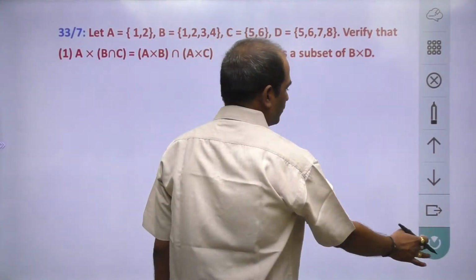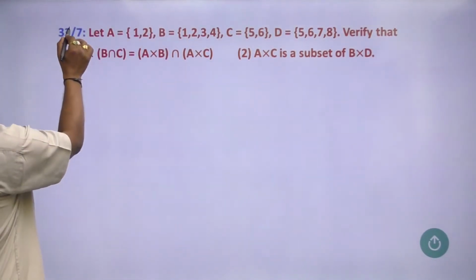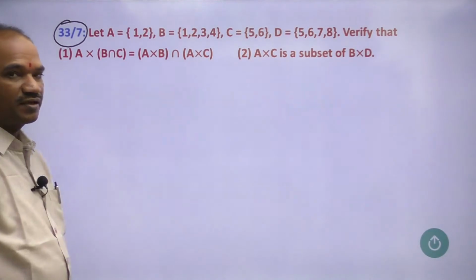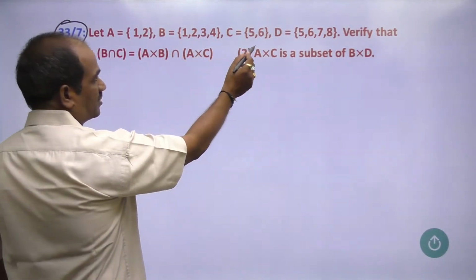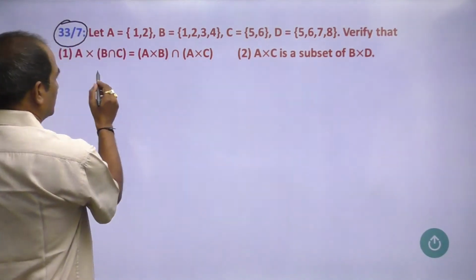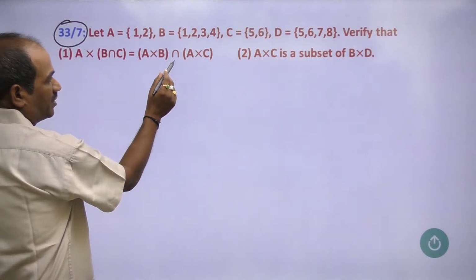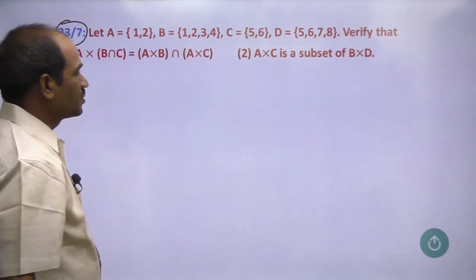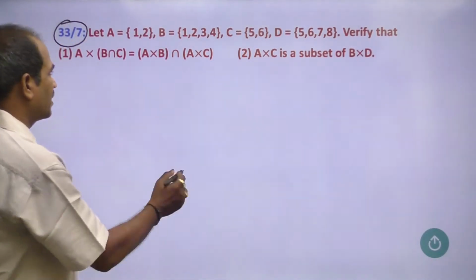See here in this problem, page number 33 by 7. This is A, B, C, D. Verify that A cross (B intersection C) is equal to (A cross B) intersection (A cross C). So first we calculate B intersection C, then the cross product.